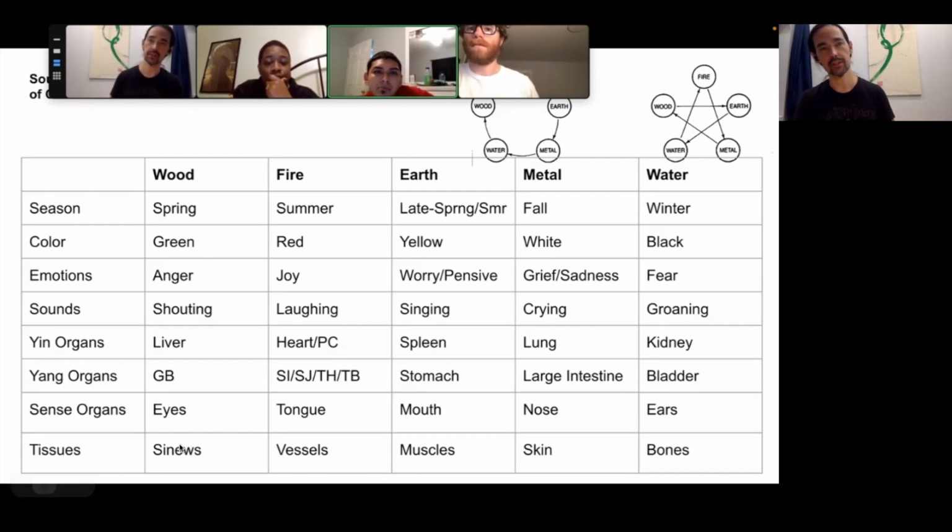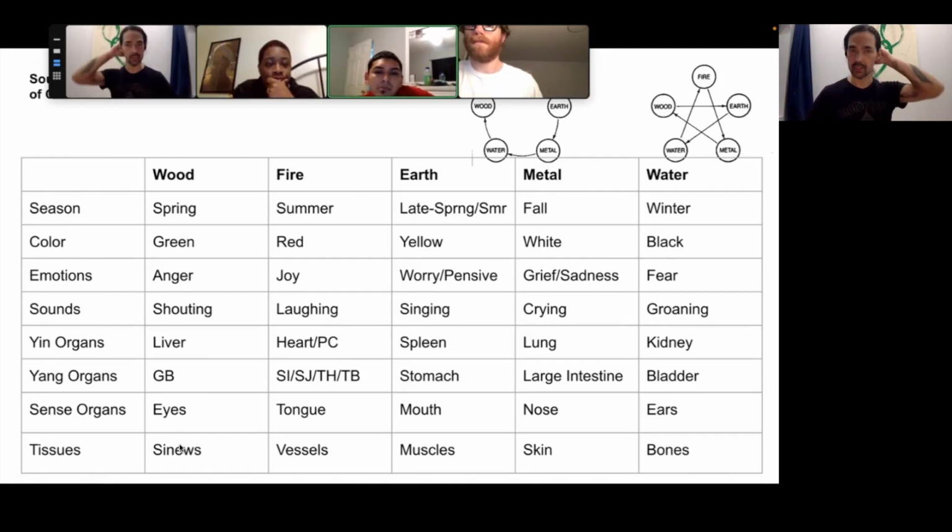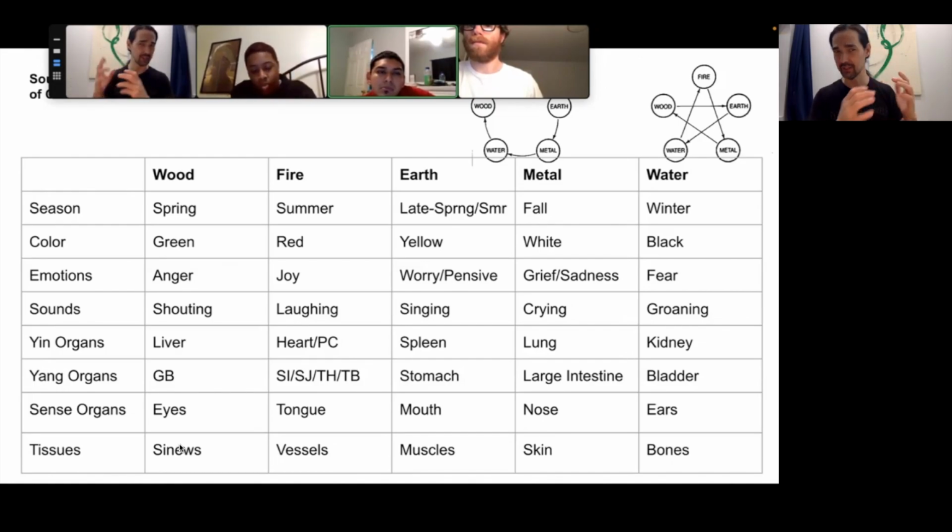And the tissue that the wood element governs is the sinews. So the sinews in Chinese medicine are the tendons, the ligaments, the joint capsules, and to an extent the fascia. So it's like all the connective tissue.